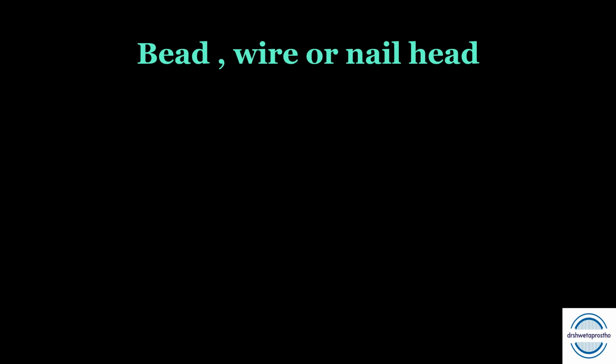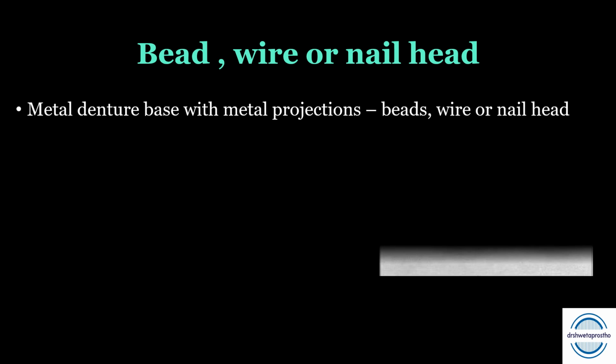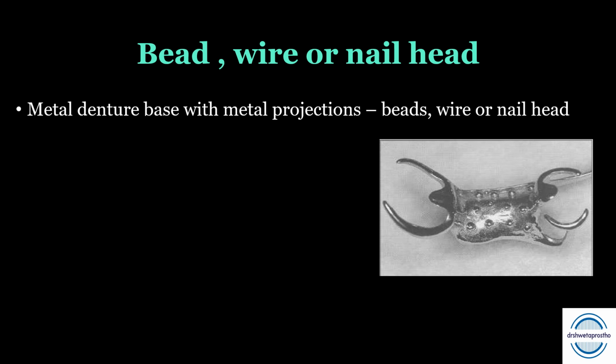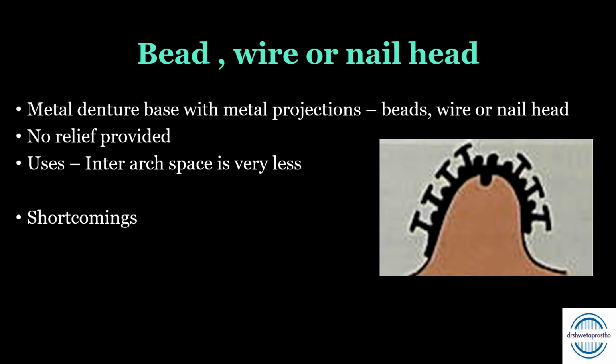Third is the bead wire or the nail head minor connector. In this, there is a metal denture base with metal projections. So there is no acrylic base here. The projections are beads, wire or nail heads which provide the retention. As there is no acrylic, no relief is provided. It is used where the inter-arch space is very less. There we go for the bead wire or the nail head minor connector.